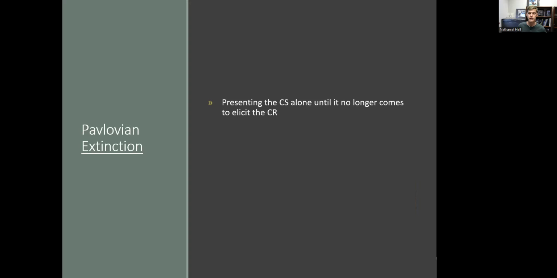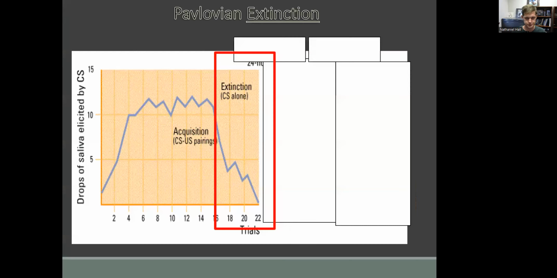alone. So once you condition that a click is associated with food and you stop providing the food, you can get far enough along with the click alone, but it will eventually extinguish. And it will extinguish until it reaches its original respondent or baseline levels of how often a click elicits salivation or whatever parameters or conditioned response you're talking about.